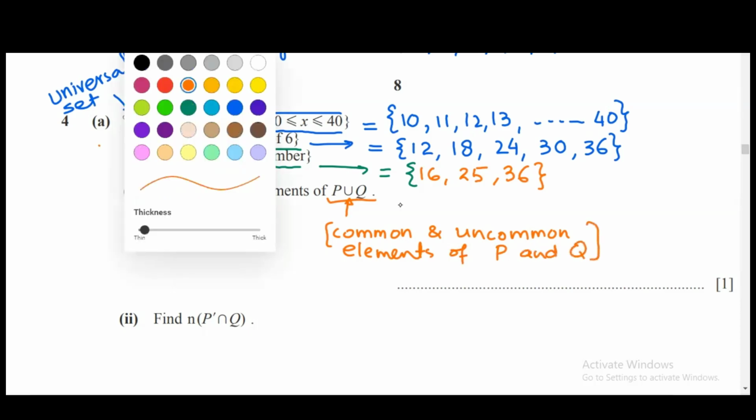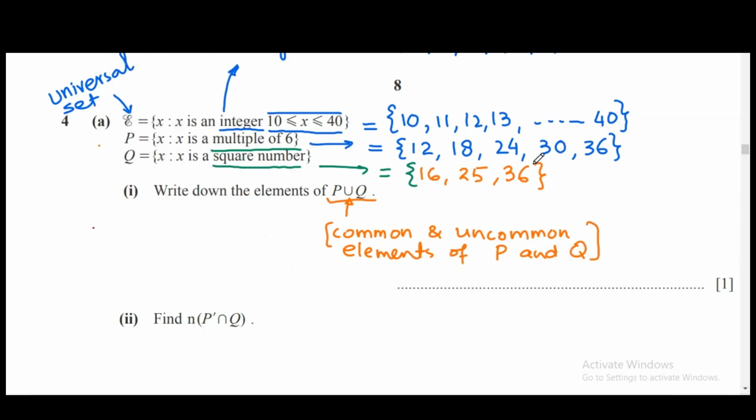So first we have to take the common element of P and Q, which is 36. 36 is the common element of sets P and Q. I'm going to mark this. Then write down the uncommon ones, which are 12, 16, 18, 25. So the elements of P union Q will be 12, 16, 18, 25, or write in order: 12, 16, 18, 24, 25, then 30 and 36. This is a one mark question here. You can write directly, okay?